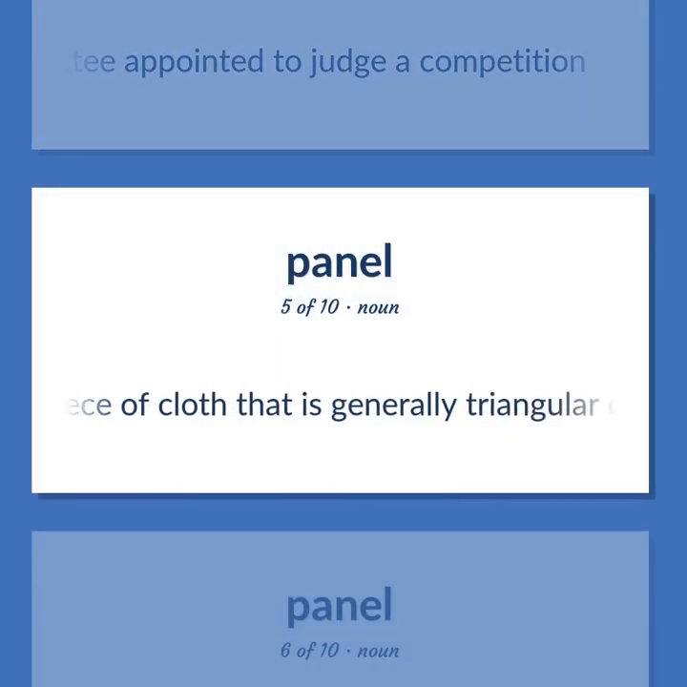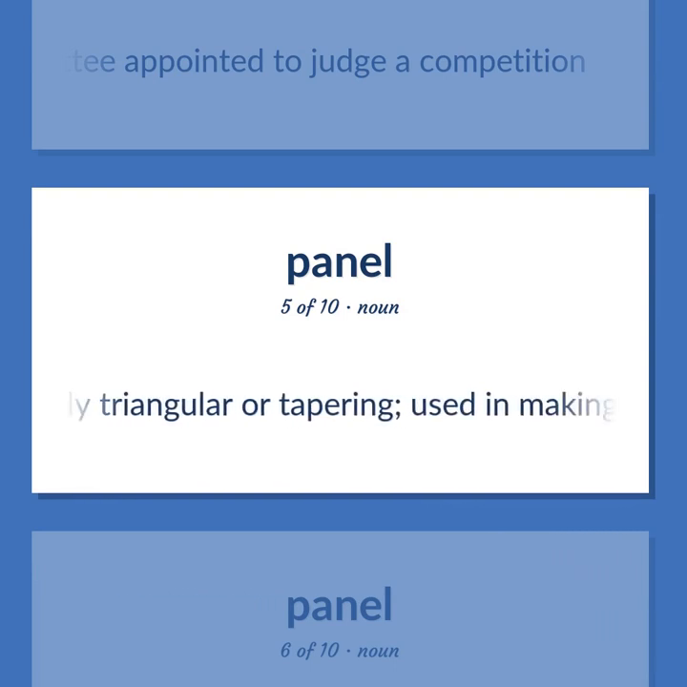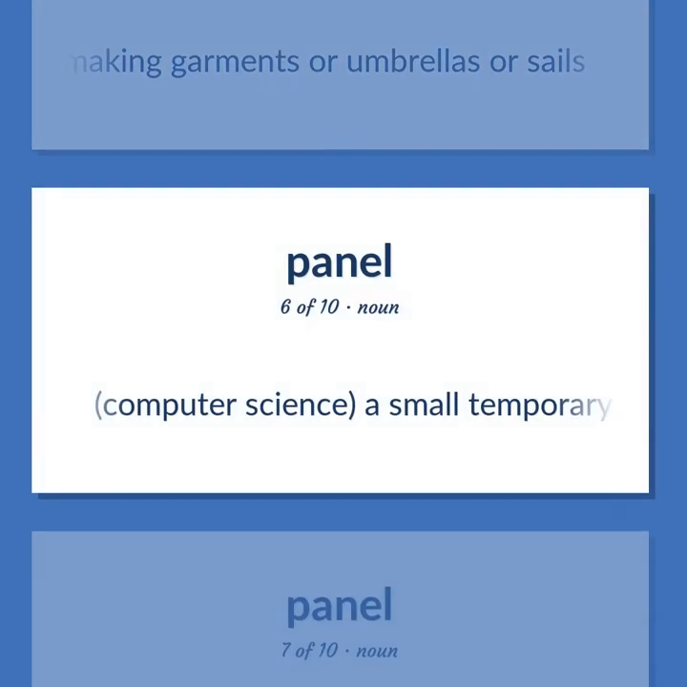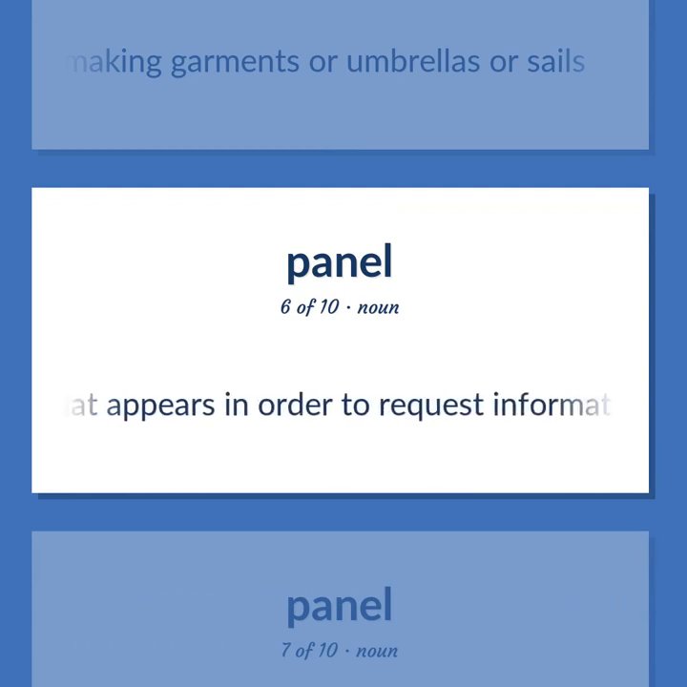A piece of cloth that is generally triangular or tapering. Used in making garments or umbrellas or sails. Computer science. A small temporary window in a graphical user interface that appears in order to request information from the user. After the information has been provided, the user dismisses the box with OK or Cancel.